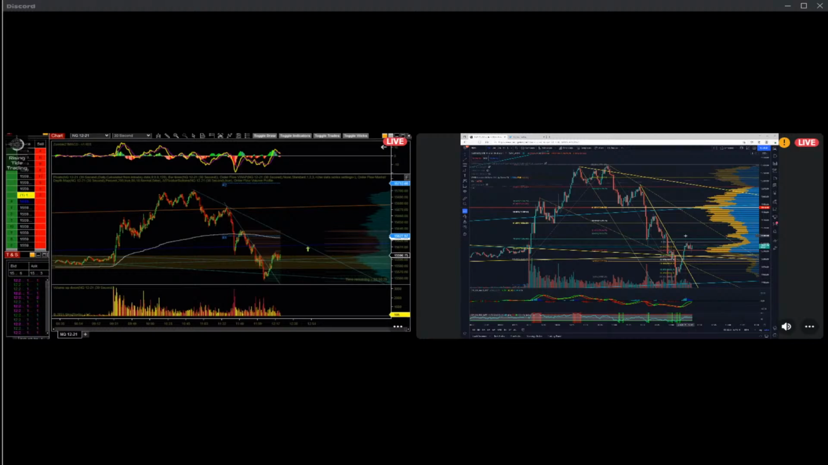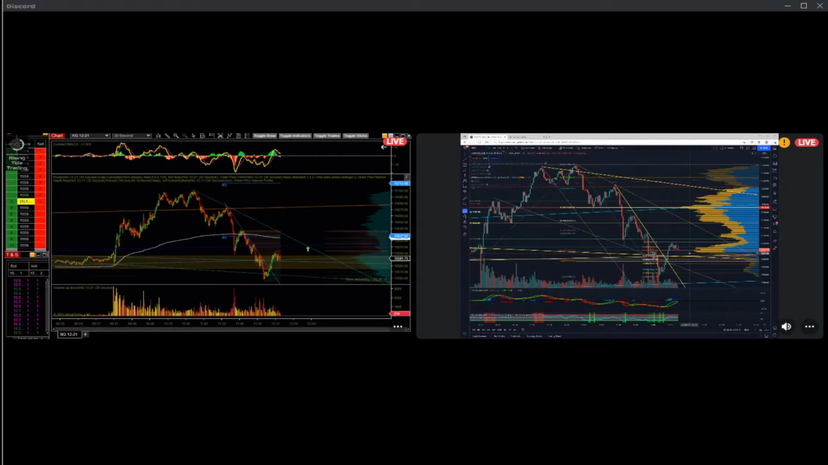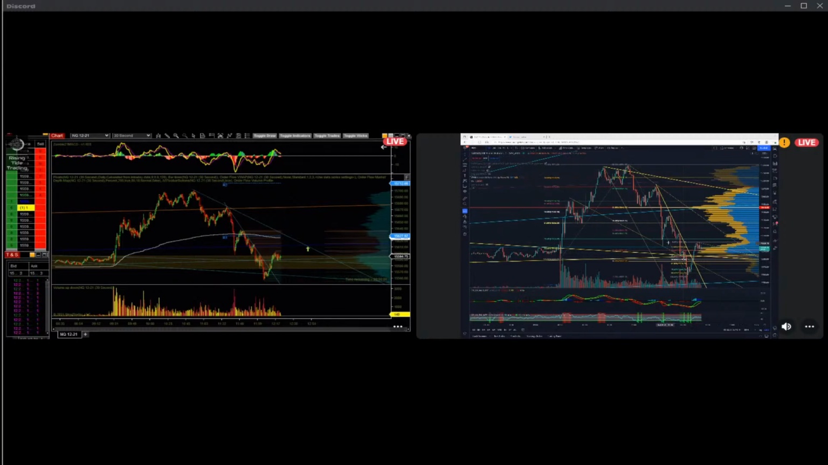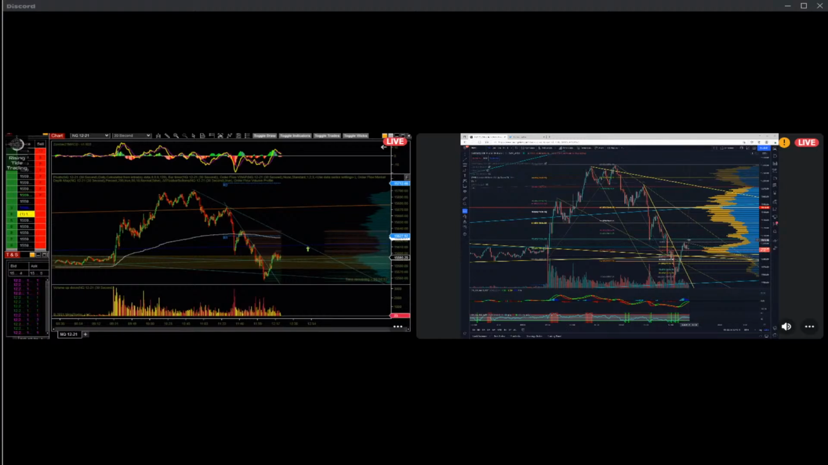And it's flirting with that 38%. As long as it stays above it, I'll be happy. As soon as I say that, red candle. Right, still above. A 100% retracement to the all-time high would be beautiful right about now. That'd be nice.